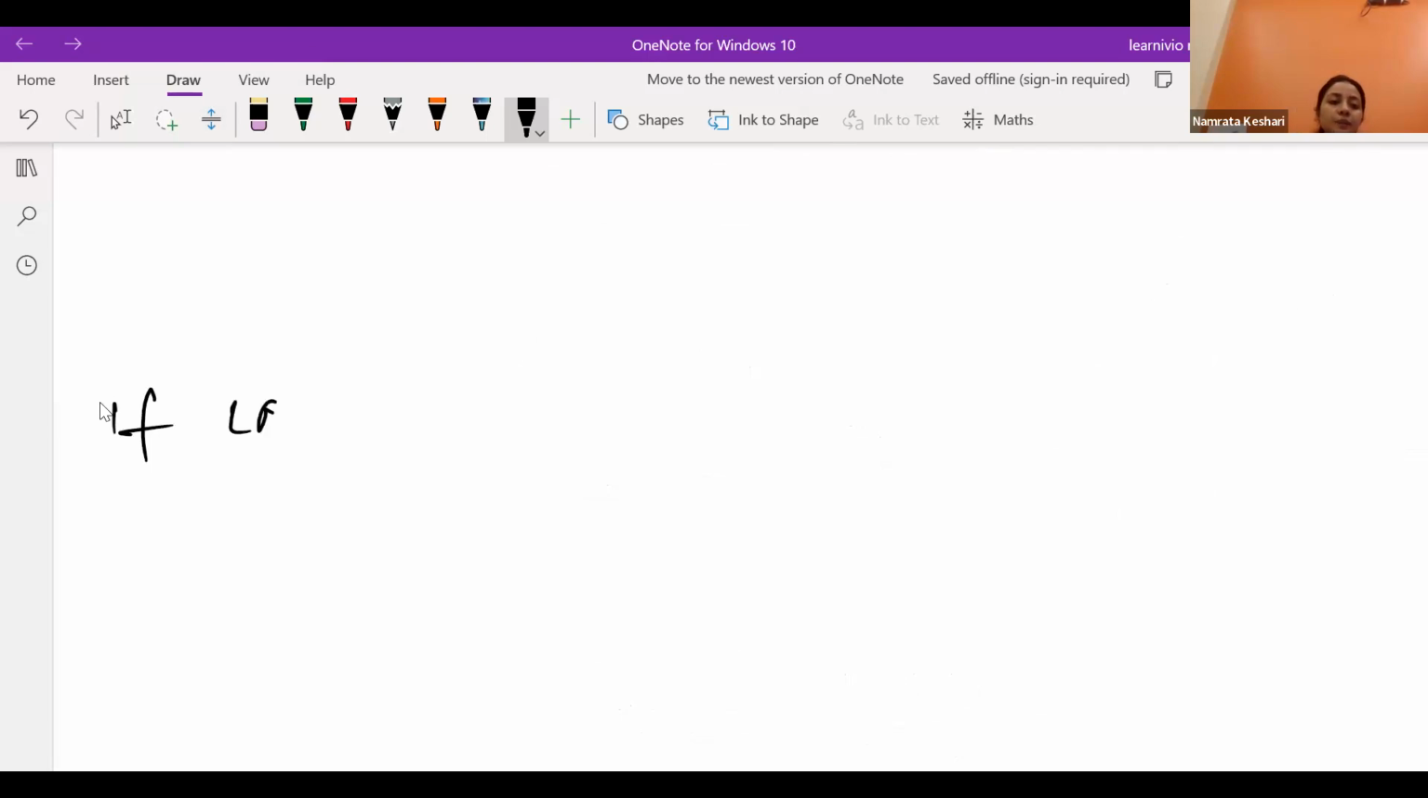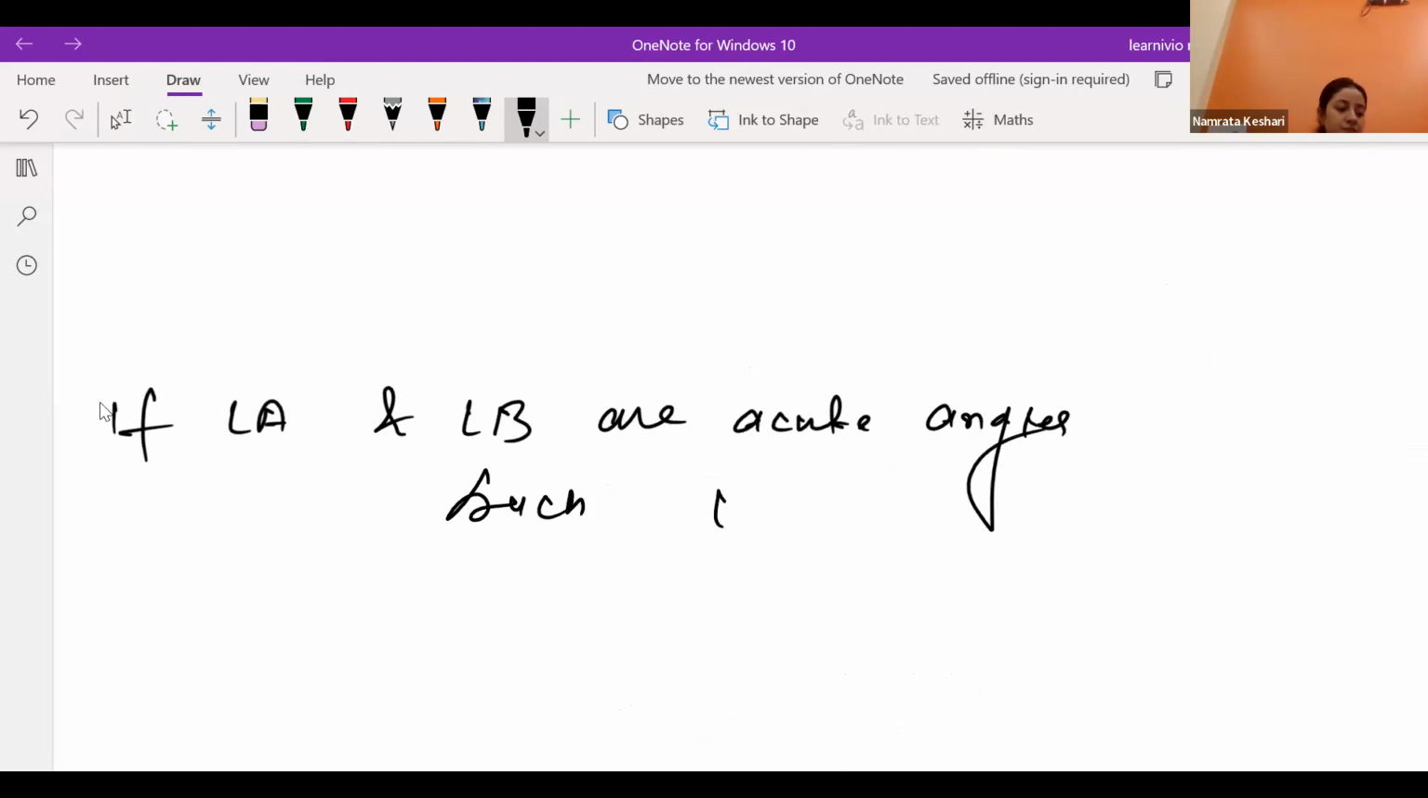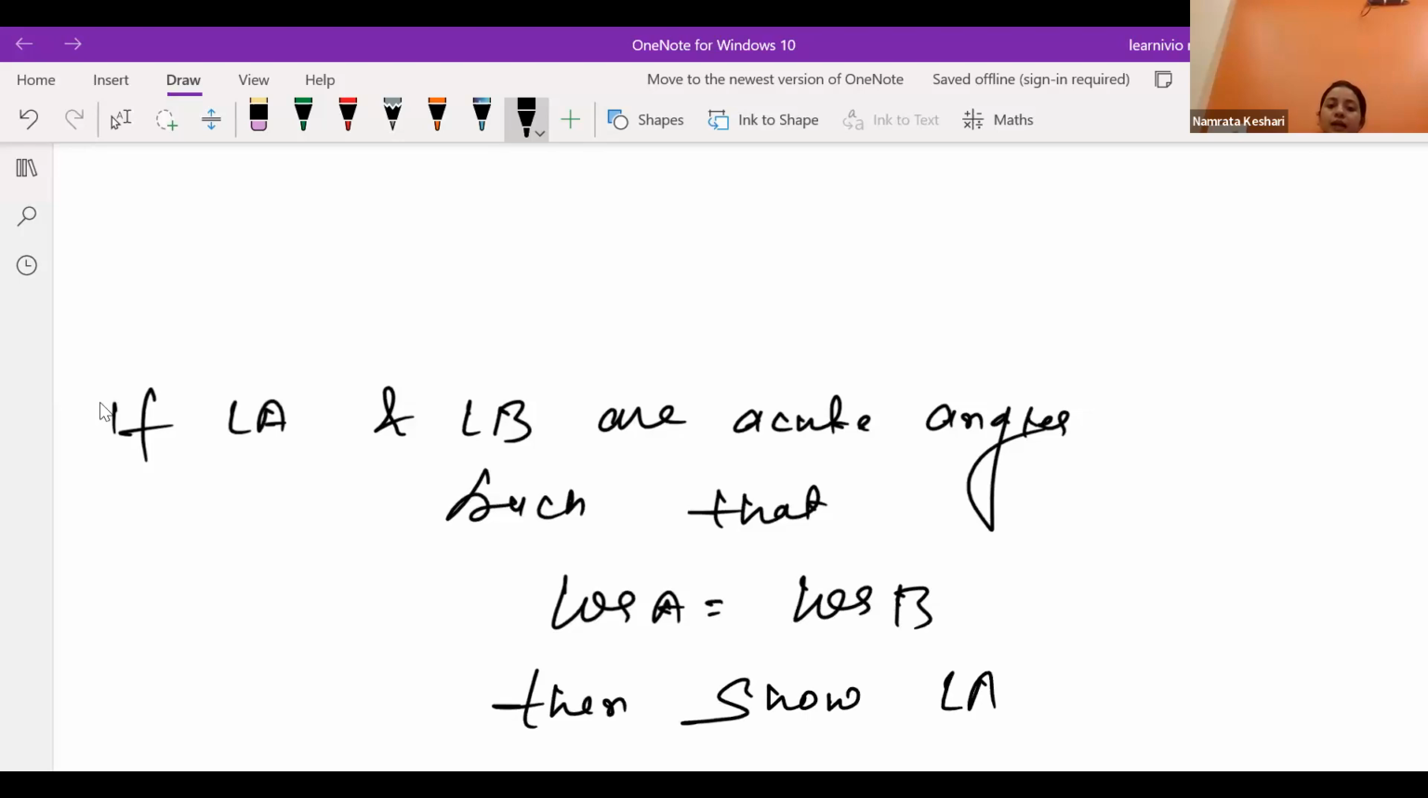if angle A and angle B are acute angles such that cos A is equal to cos B, then show that angle A is equal to angle B. Will you be able to show that when cos A is equal to cos B, then angle A and angle B will be the same? Of course, we can compare angles and they will be equal. But here we have to prove it. How will we prove it?